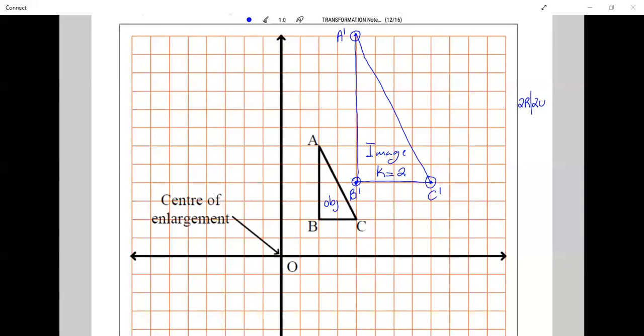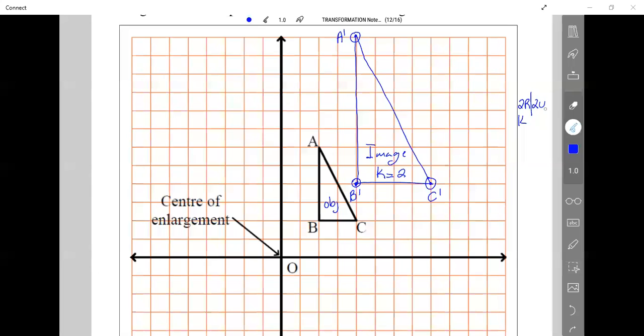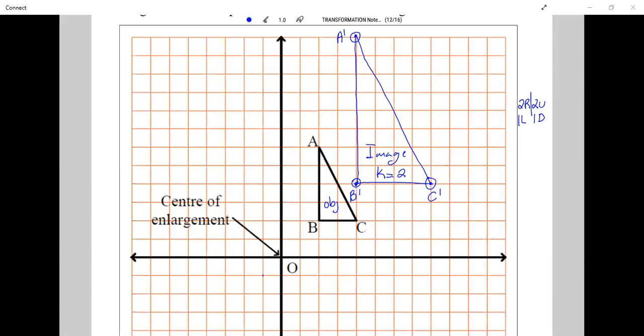Now, with the scale factor of negative a half, I'm going to have to go 1 left and 1 down to get to the image. So 1 left and 1 down would put me here. This is B double prime.